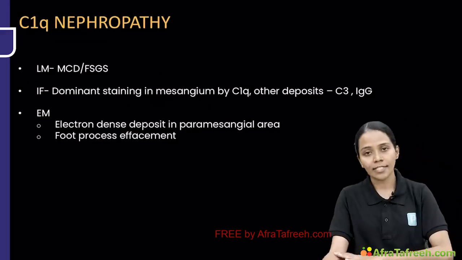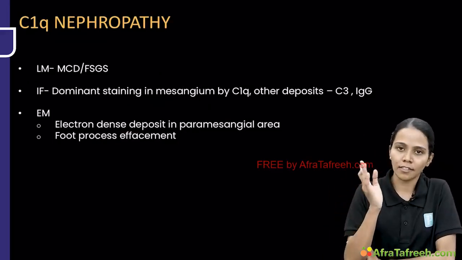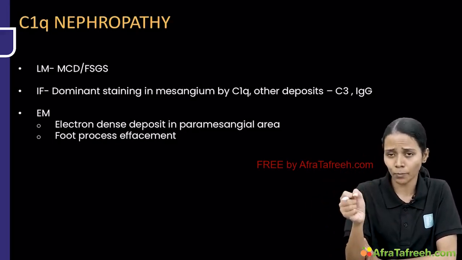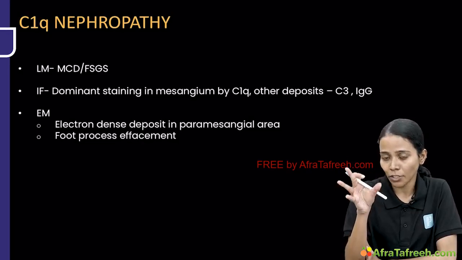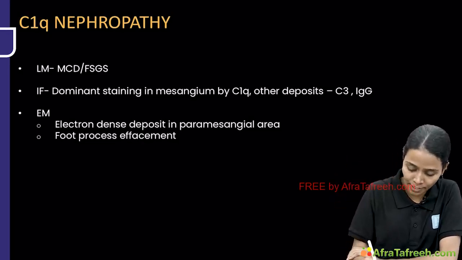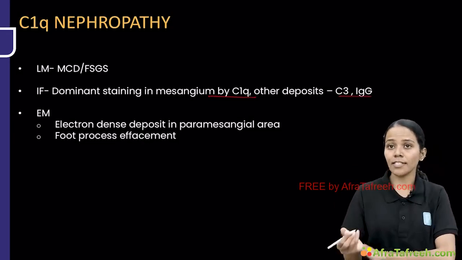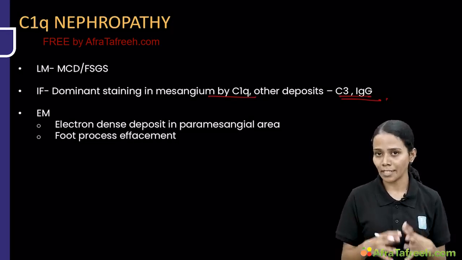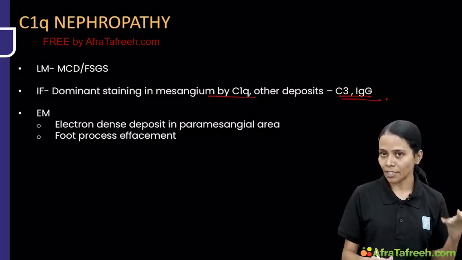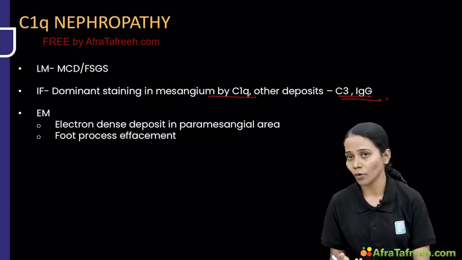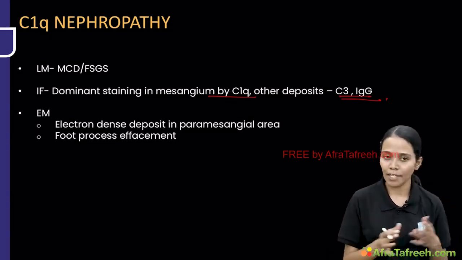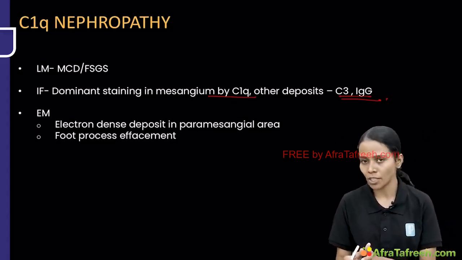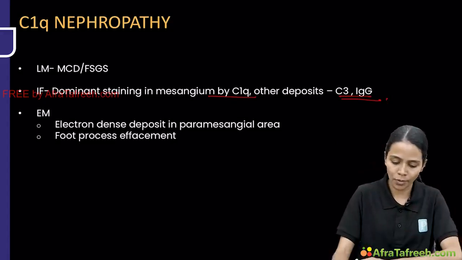Okay. Now next is C1q nephropathy. So we discussed this in MCD also, because this disease can have MCD or FSGS in biopsy. But the only finding is there is going to be C1q in the immunofluorescence. Okay, dominant mesangial staining of C1q. And other deposits are C3 and IgG. And electron microscopy is going to show electron dense deposits in the paramesangial areas, which is actually the C1q, along with foot process effacement. So there can be FSGS with some mesangial positivity, mesangial hypercellularity, and also C1q nephropathy. These two become variants. Okay.